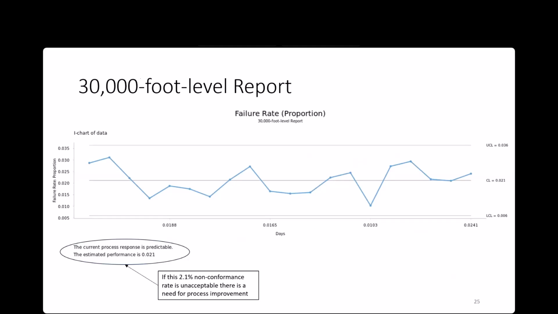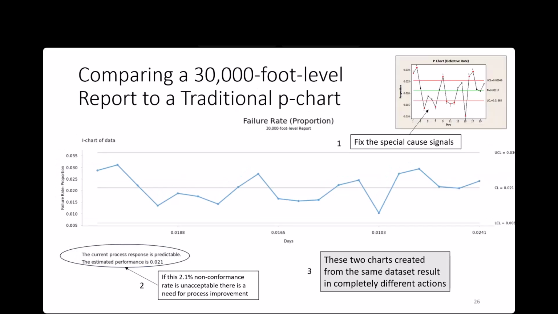So this is what our 30,000 foot level report looks like. Notice how we've got a prediction statement at the bottom. If this prediction statement is unsatisfactory in our mind, then we need to have process improvement. Note how this is very different from the traditional control chart that we had that's shown in the upper right-hand corner, where we're tendency to fix all these problems that appeared as special cause. But in reality, there was variability between the subgroup, and the binomial distribution for the P chart was not valid.